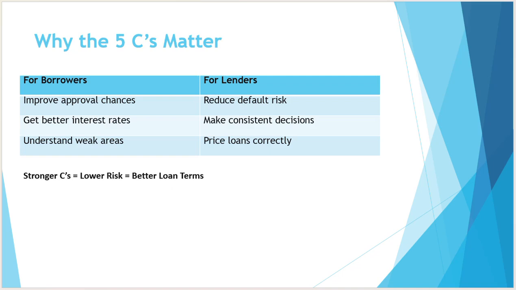So let's discuss why the 5 C's matter most, from the perspective of the borrower and from the perspective of the lender. Let's start with the borrower's perspective. It improves the approval chance for the borrower if all the 5 C's are good, and it shows that the borrower is a non-defaulter and will pay the principal and interest.